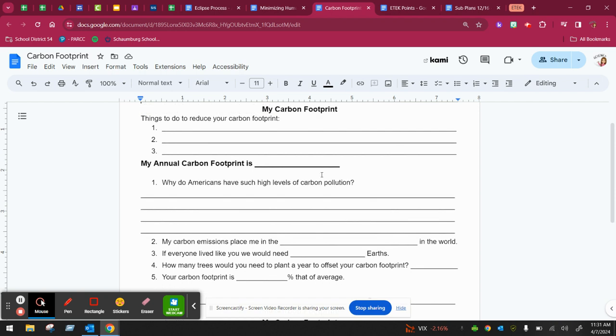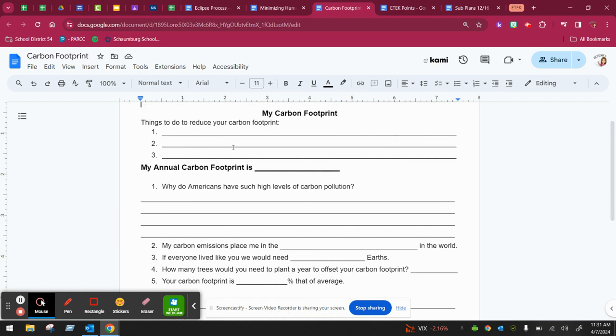So if for some reason you do not get this half sheet of paper returned to you, it was never turned into the class tray, and so if you don't have it, you need to start there because that's really going to help you get set up for this final project. We're really focusing on this top part here. Things that we can do to reduce our carbon footprint.